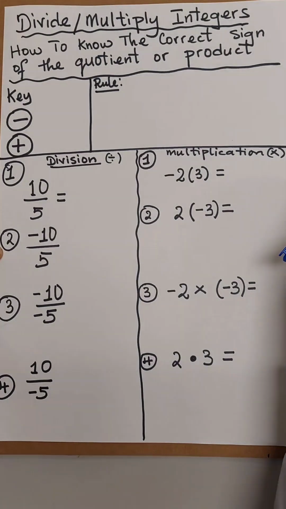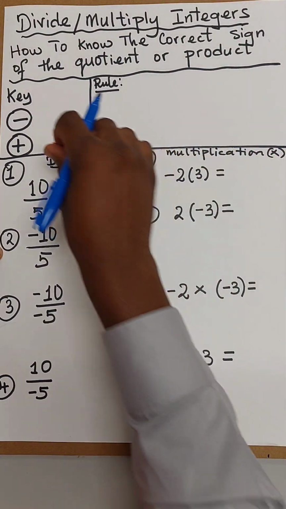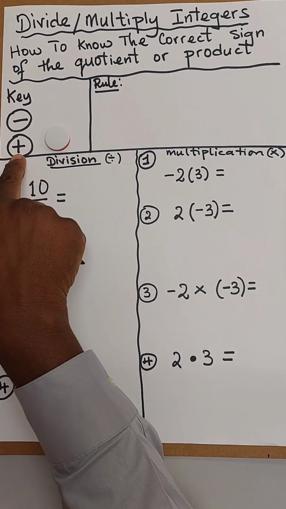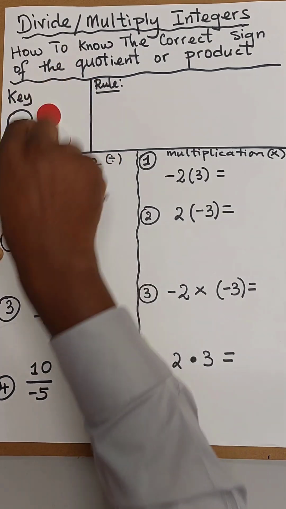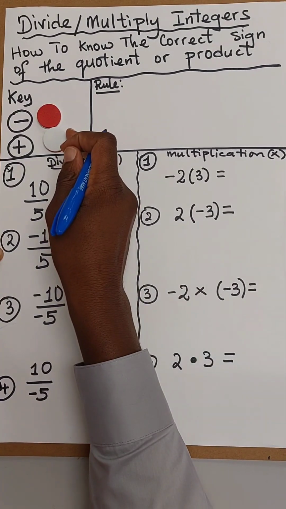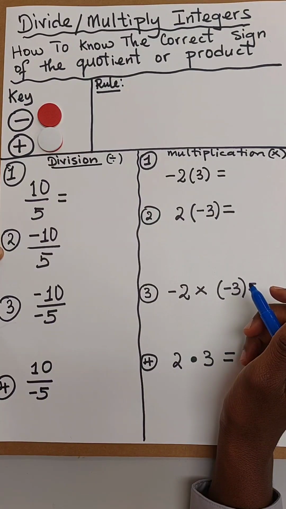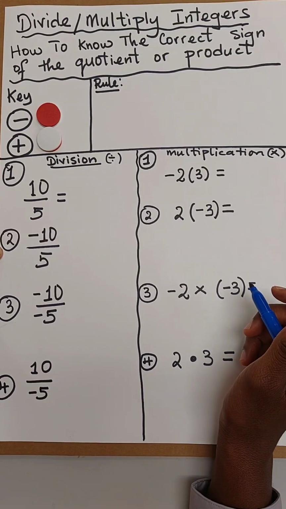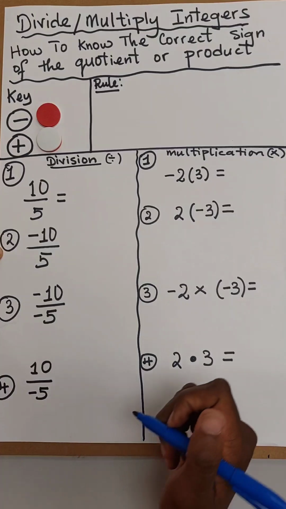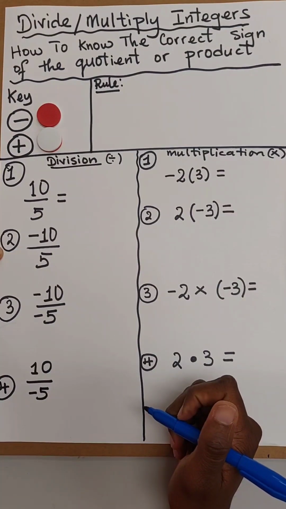This strategy is going to use a white chip to represent a positive sign and a red chip to represent a negative sign. The goal of this video is to learn or develop a strategy that will help you to retain the correct sign to your quotient or your product. Let's start with the quotient, which will be the division.